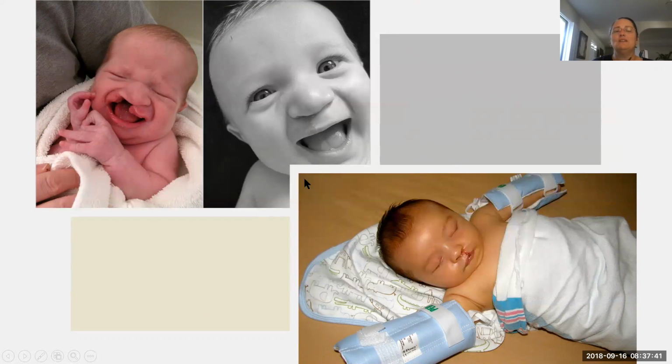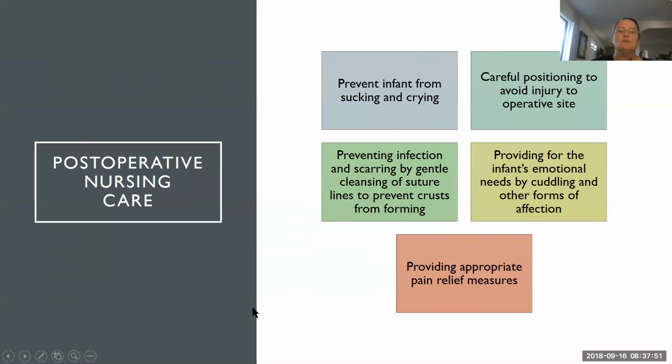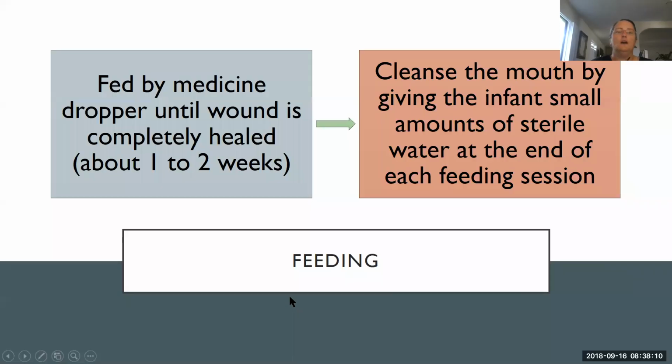Sometimes their teeth, their dentition, can be affected, and they might have to have further surgeries as their mouth grows and as they move into adulthood. So we want to prevent this baby from crying and sucking as much as possible after surgery, and do careful repositioning. We want to prevent infection to decrease scarring. We definitely want to hold and cuddle this baby and provide pain relief measures. As I already discussed, we would be using a dropper or some sort of special syringe or bottle, and we want to keep that site very, very clean.